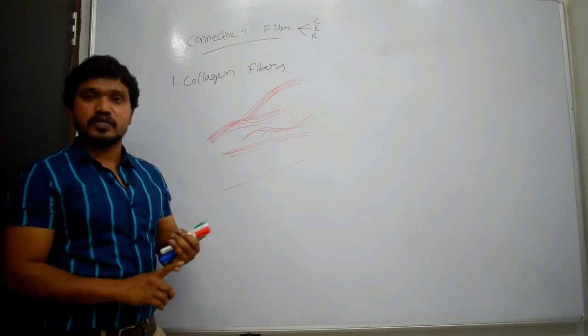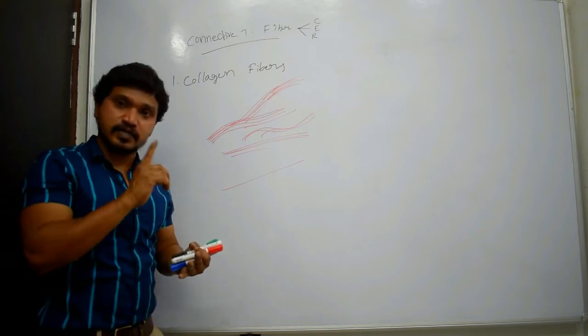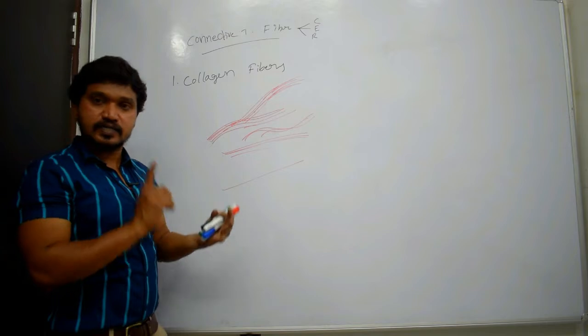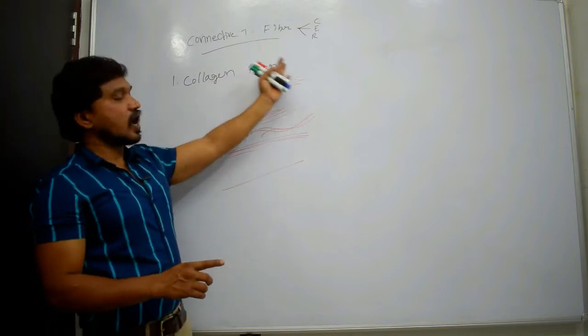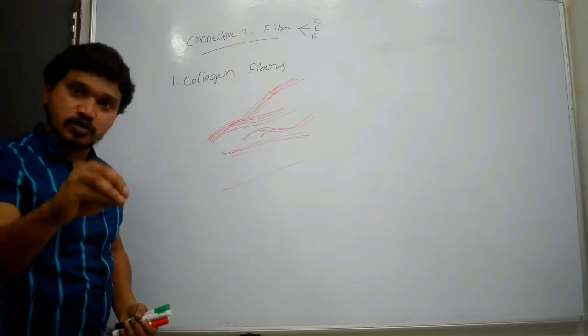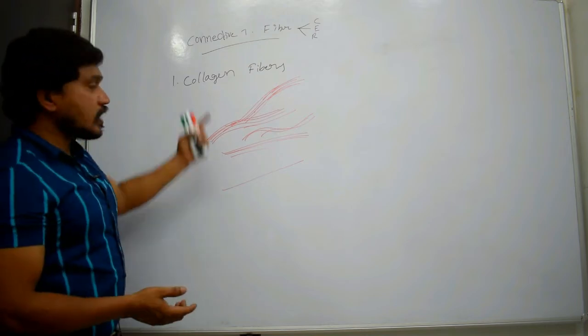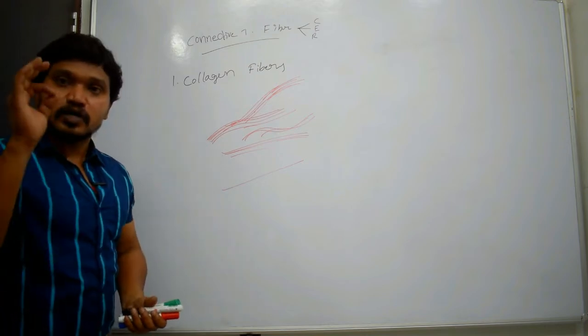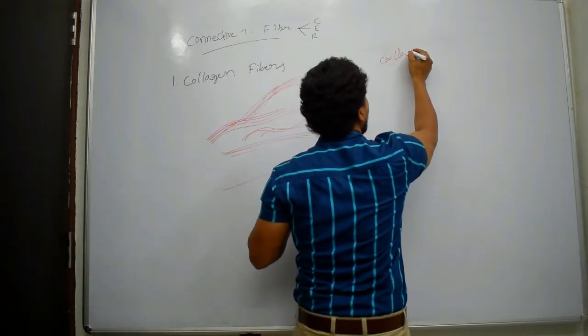For example, they are present in bone, in cartilage, in loose areolar connective tissue, dense irregular connective tissue, and dense regular connective tissue. That means almost all connective tissues contain collagen fibers. Collagen fibers are produced by the fibroblast. If you go for still more micro details, collagen fibers are formed by a glycoprotein called collagen. It's a protein called collagen.